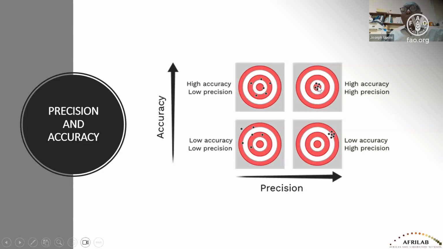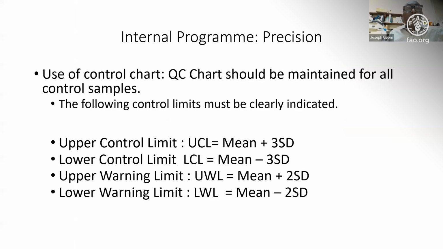Our aim is to have high accuracy and high precision. And to be able to do this, several procedures have to be in place. Oftentimes, we use control samples, that is samples of known values that have been certified, to be able to see how well we are getting close to the expected values. Now, when we do those analyses, it's important for us to have control charts for every control sample that we have. Each control sample must have a control chart.